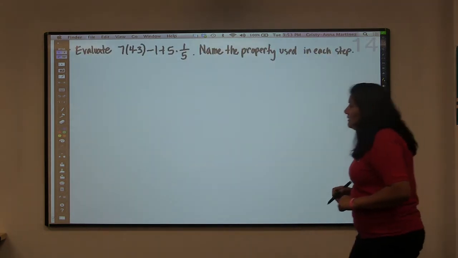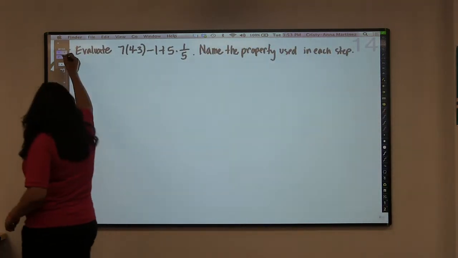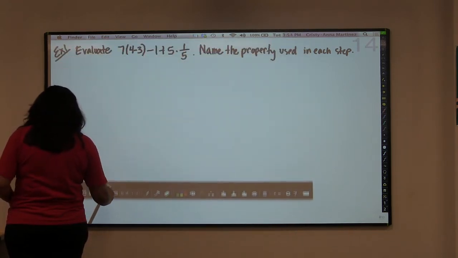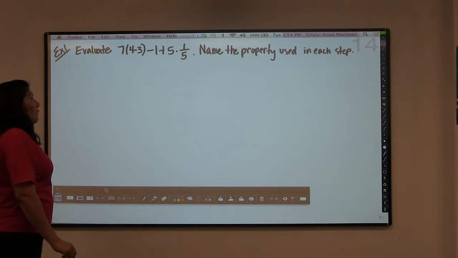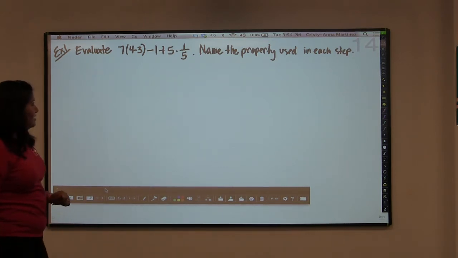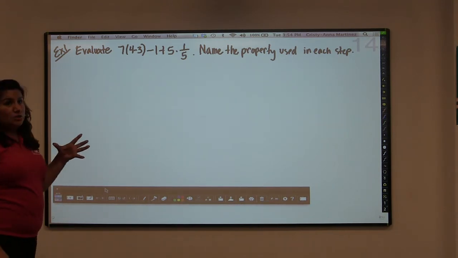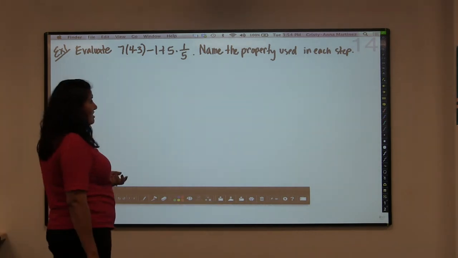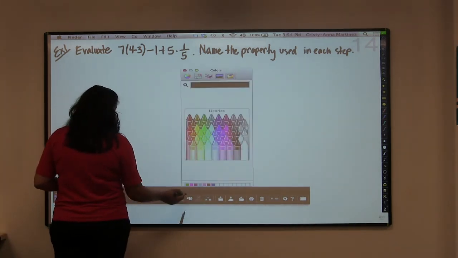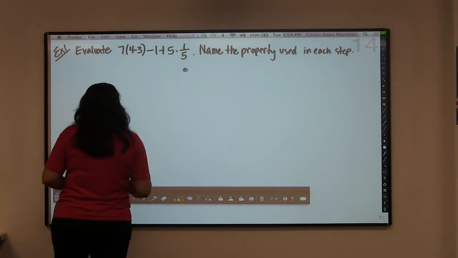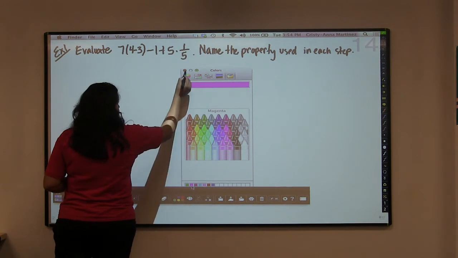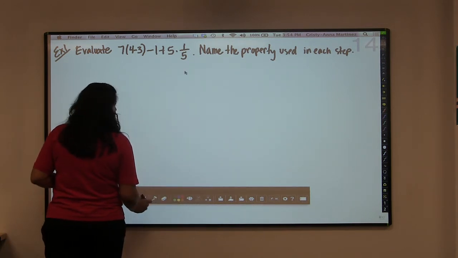And now we go to the more fun part, which is our examples. Let's get this guy out of the way. And so here we go. Evaluate 7 times the quantity 4 minus 3 minus 1 plus 5 times 1/5. Not only do they want me to evaluate this, which is not the hard part. The hard part is generally the second part where it says name the property that's being used. That's where students sometimes have a little bit more problems.